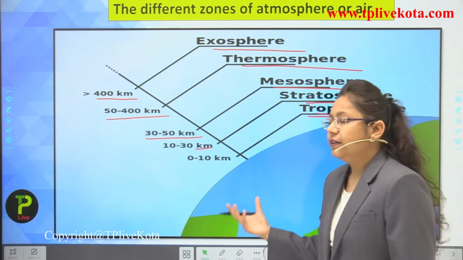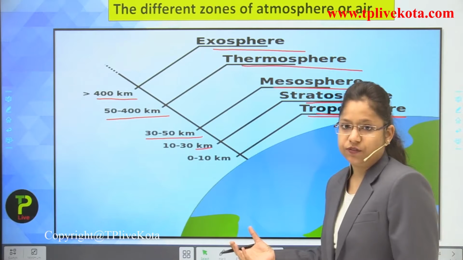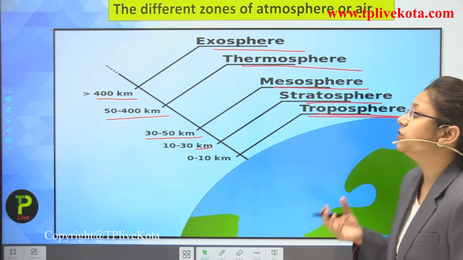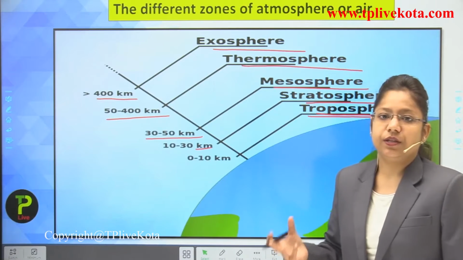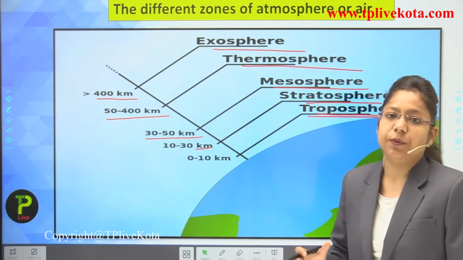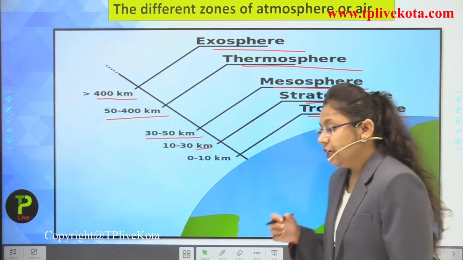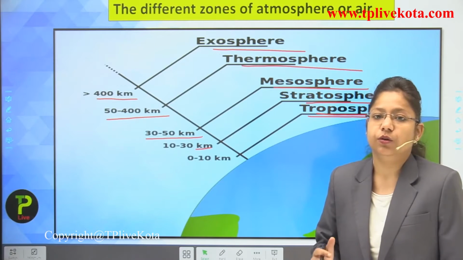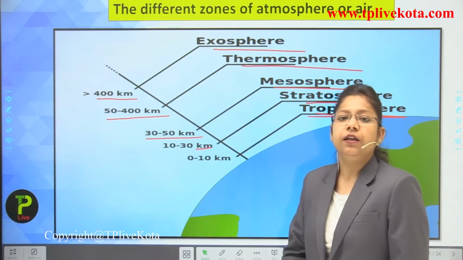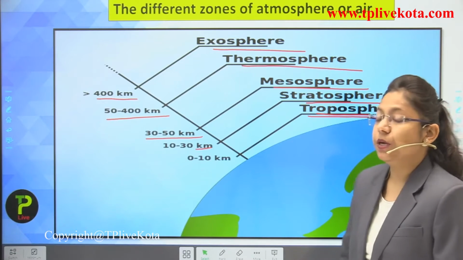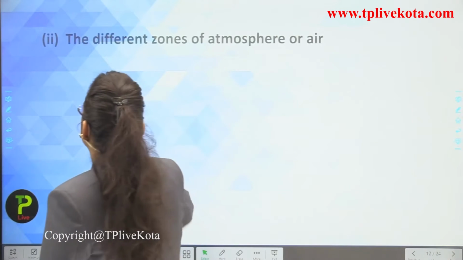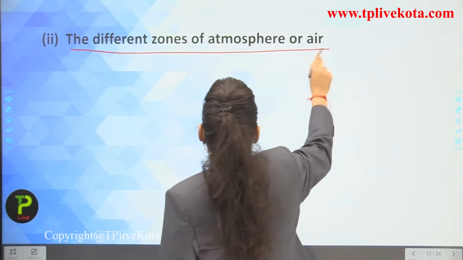Okay, so these are the different layers which are present in our atmosphere, and they are protecting us from the different cosmic rays and ultraviolet radiations from the Earth's surface. They prevent the ultraviolet radiations from coming directly to the Earth's surface, because the radiations are at very high temperature. And if they come directly on the Earth's surface, then what will happen? The temperature of the Earth will increase, and it will be unbearable for all living organisms to survive on this planet. So let's see in brief about the different zones of the atmosphere or air.